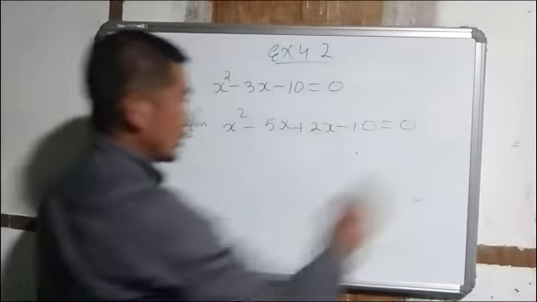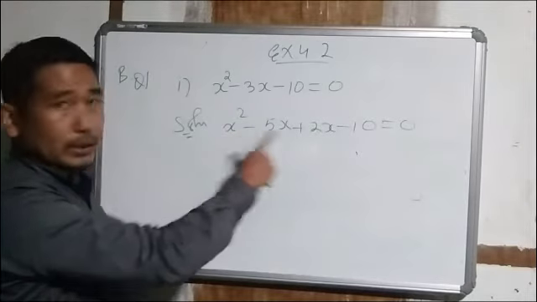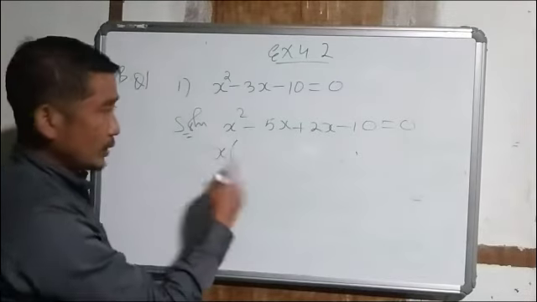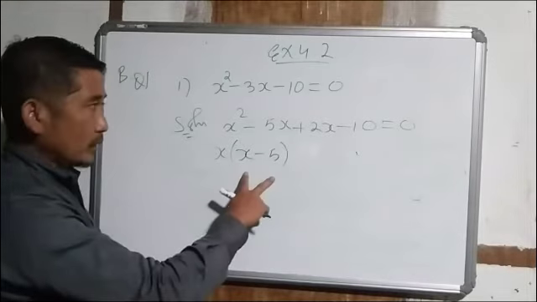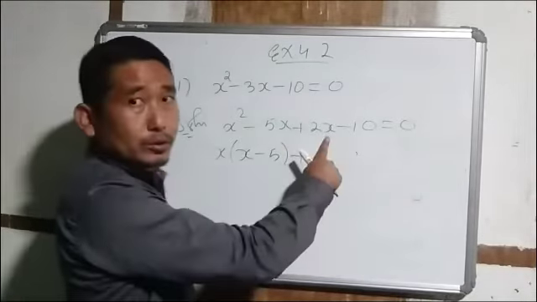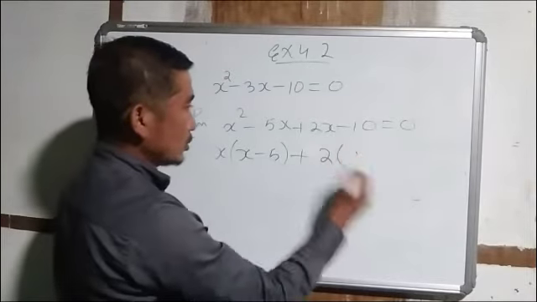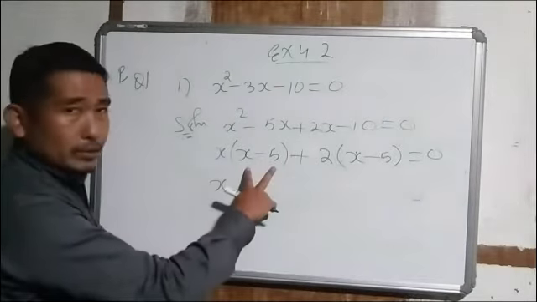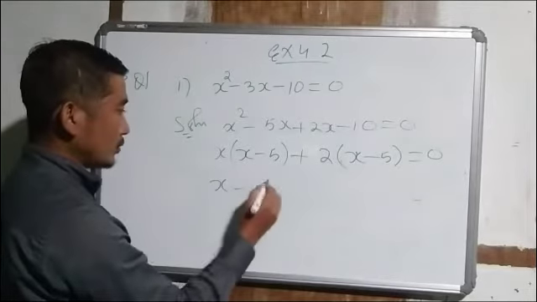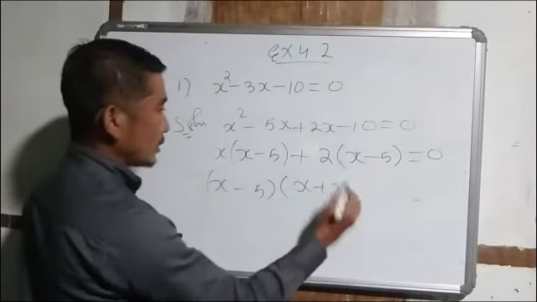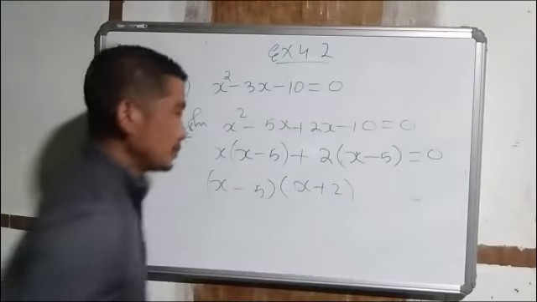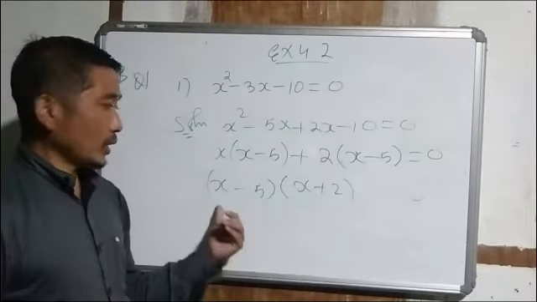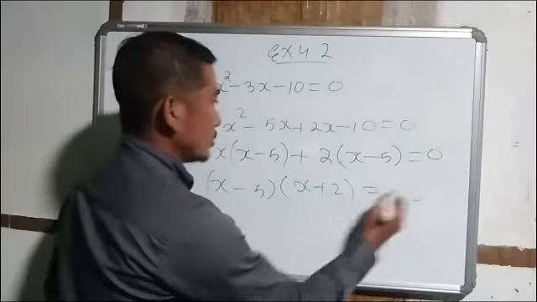Now let's take out the common factor from the first term and the second term. We see here we have a common factor of x. So take out x as a common factor, and we have x minus 5 from the first and second term, plus take out 2 as a common factor from here, then 2 times x minus 5 equals 0. Now we see x minus 5 is a common factor again. So take out x minus 5, then the factor x plus 2 remains from the first part and second part. So that's how we factorize x squared minus 3x minus 10 equals 0: x minus 5 and x plus 2 equals 0.